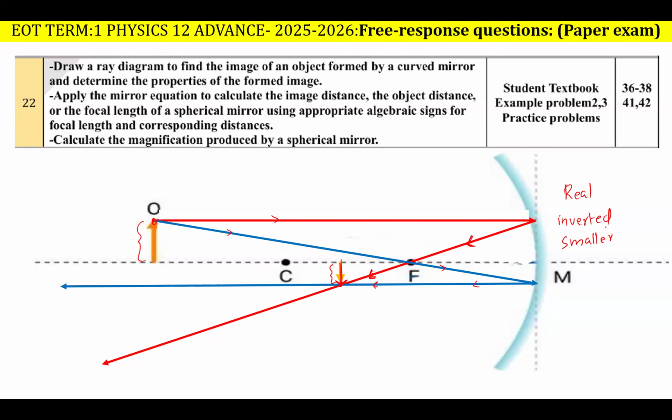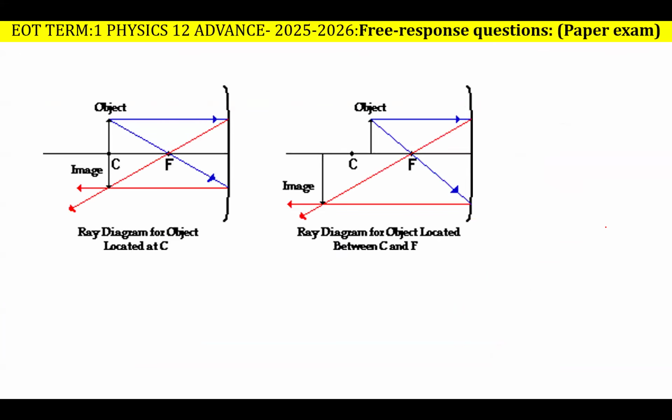How do we draw the image formation? Depending upon the position of the object, the image also changes: the size of the image, the orientation of the image, the position of the image, all those things change. So if the object is at the focus, we get the image there. If the object is at the center of curvature, not at the focus, we get the image at the same point.